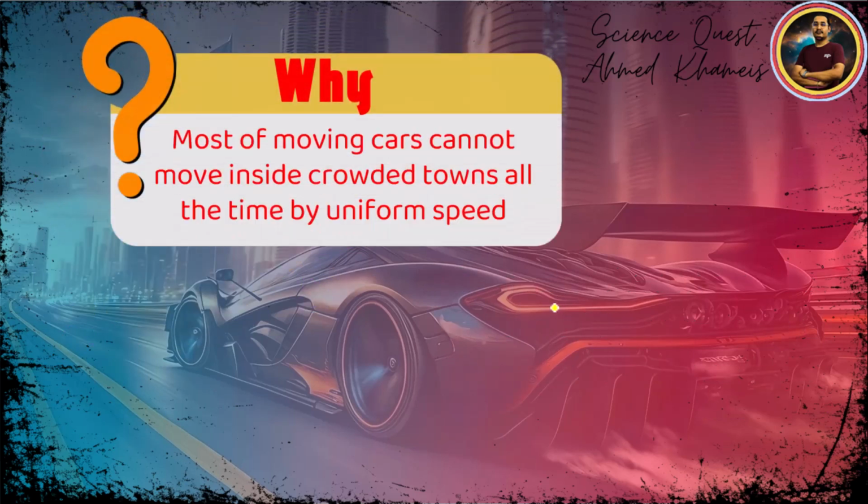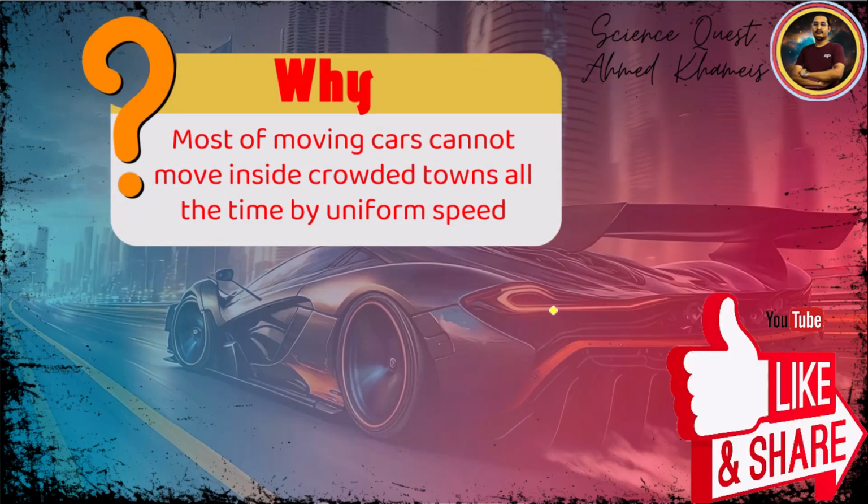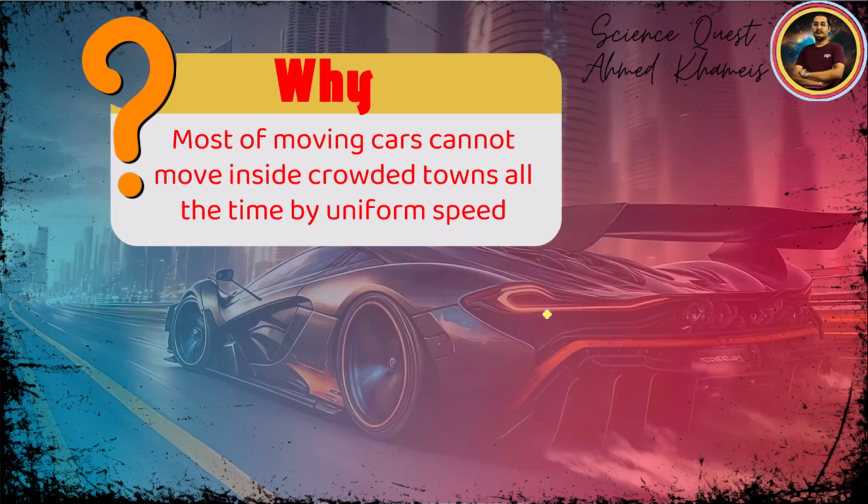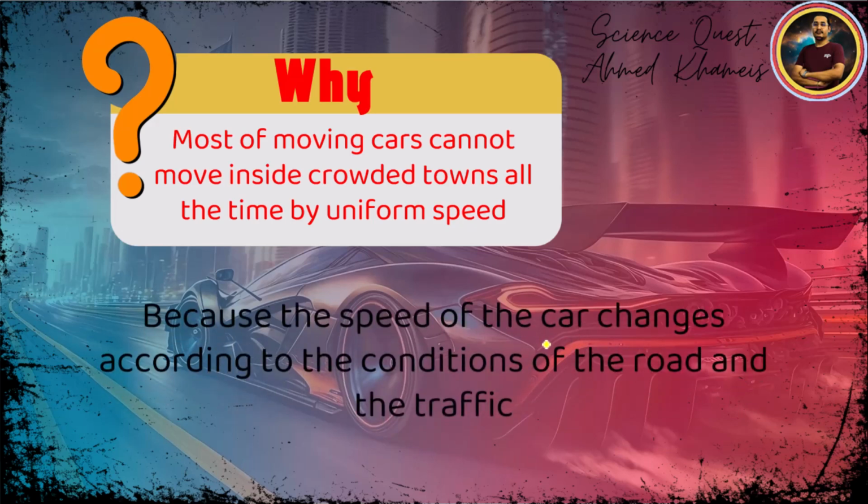Why? Most moving cars cannot move inside crowded towns all the time at uniform speed, because when you go by car in the street, you have traffic, you have crowds, people, so the cars cannot move in the city at uniform speed due to traffic, because the speed of the car changes according to the condition of the road and traffic.